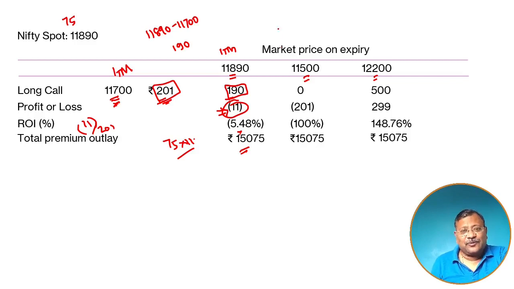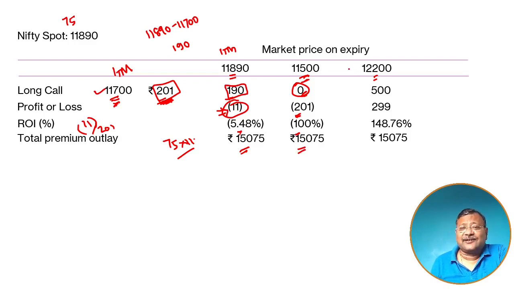Okay. Now, supposing the market expires at 11,500. Remember, this guy has got a right to buy at 11,700. So his option is out of the money. I mean, right to buy at 11,700 when the market is trading at 11,500 is obviously out of the money. In which case, this option will be trading at 0. So the option which the buyer had purchased at 201 is now worth 0. Which means he has lost his entire 201. That means his return on investment is negative 100%. He has lost 100% of his investment. That means he has lost total premium 15,075.